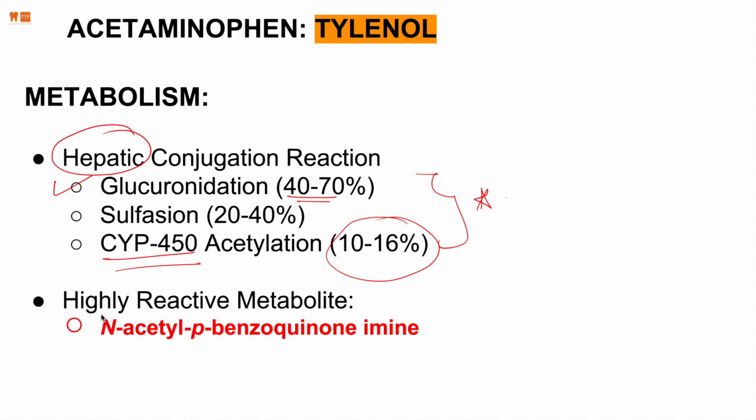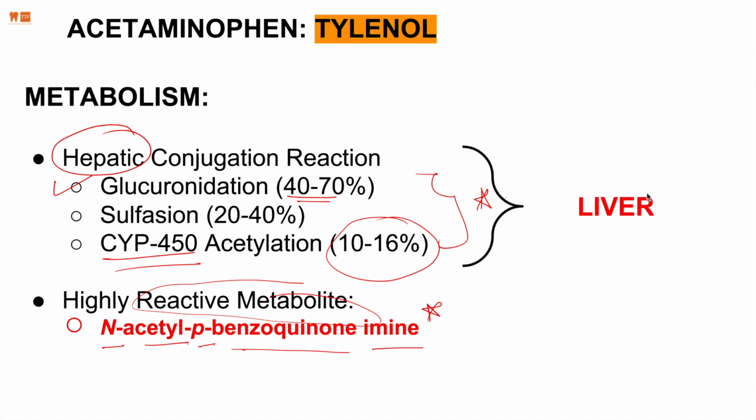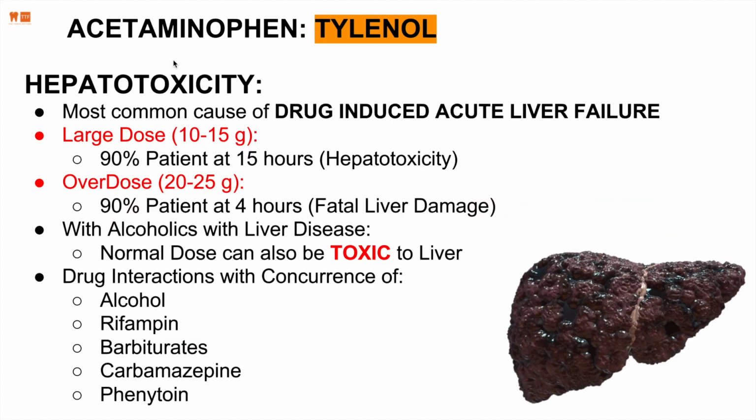This point is very important, that when acetaminophen is metabolized in the liver, it leaves a very reactive metabolite. We call it N-acetyl-P-benzoquinone-imine. This is just a general knowledge question for acetaminophen. Remember, liver. Liver leads to hepatotoxicity, right? Anything that is overused can lead to toxicity. So, the most common cause of drug-induced acute liver failure is hepatotoxicity caused by acetaminophen.